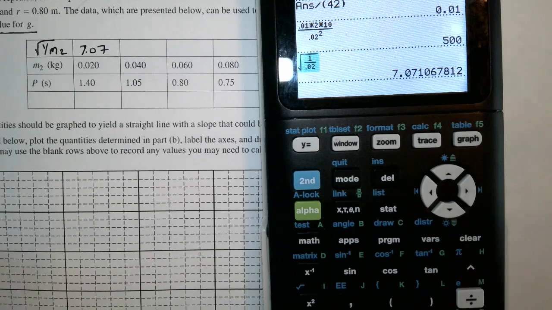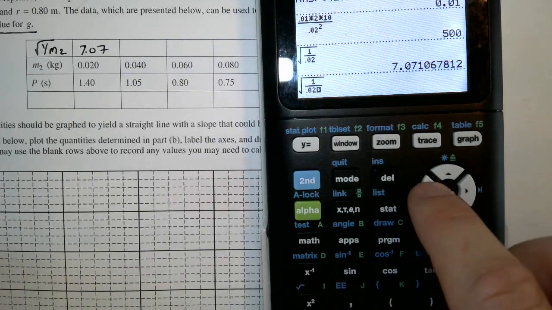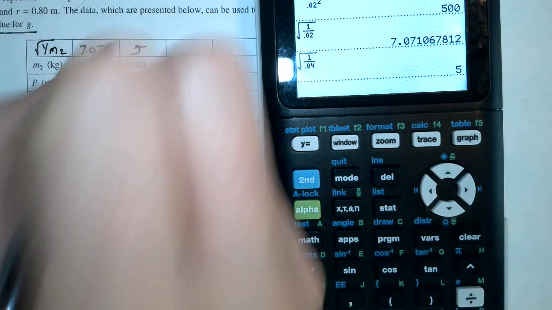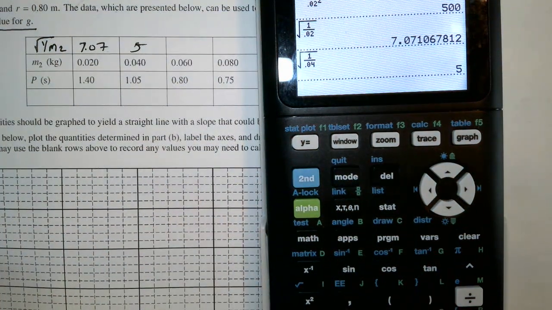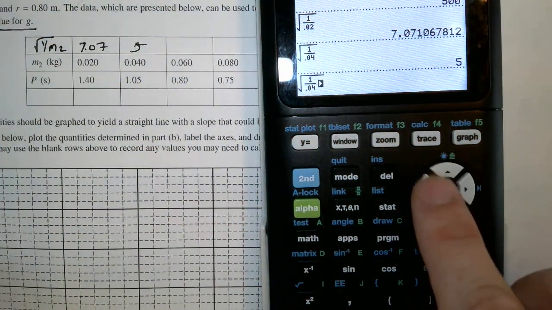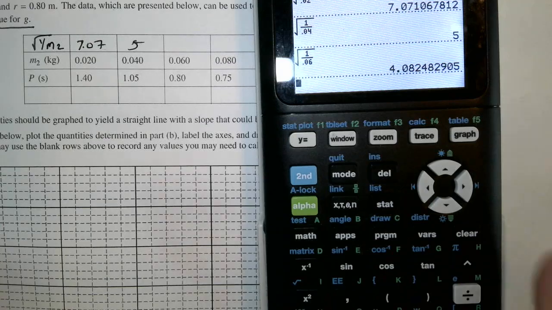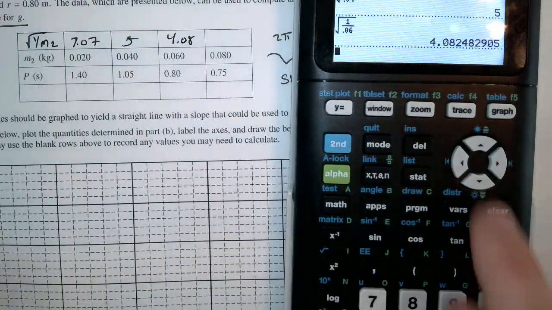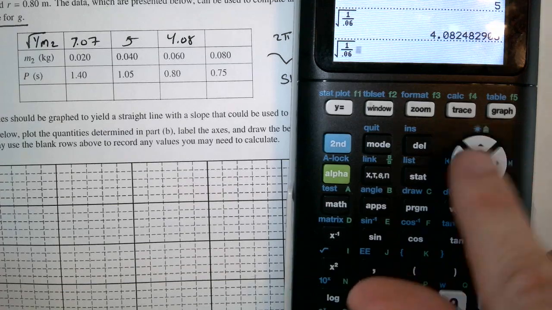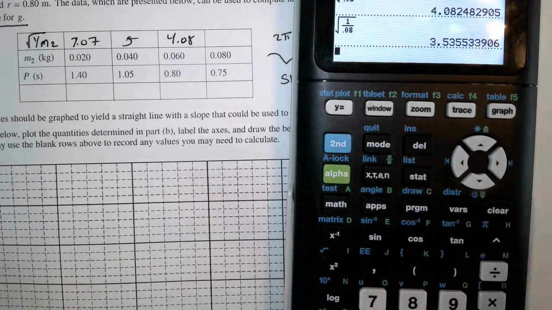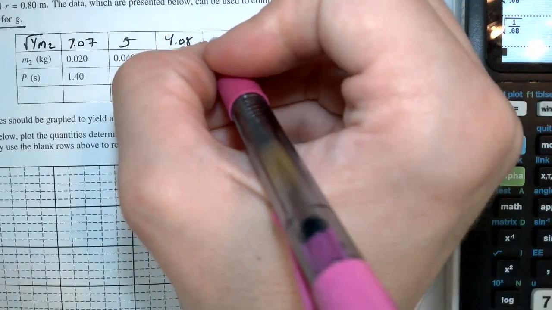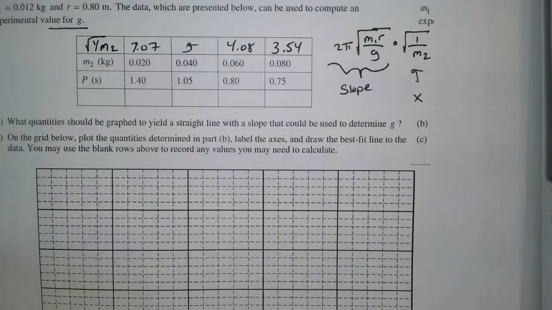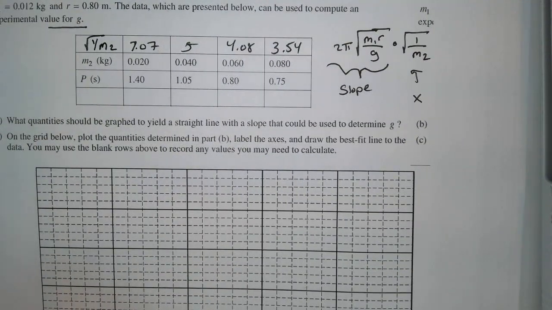Then we got to do 1 divided by 0.04, which is 5. Then we got to do 1 divided by 0.06, which is 4.08. And then we do 1 divided by 0.08, and we get 3.53 or 3.54. Okay, so that is all of our values for 1 over the square root of m2.